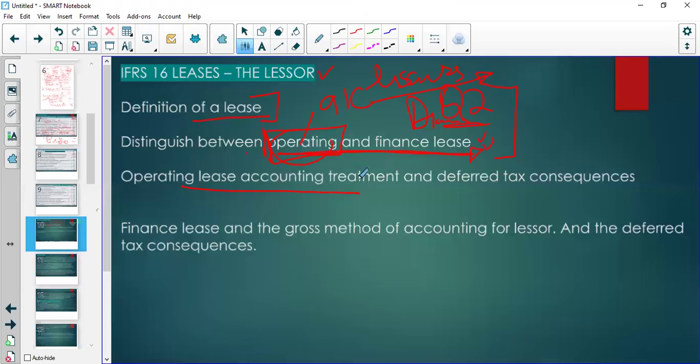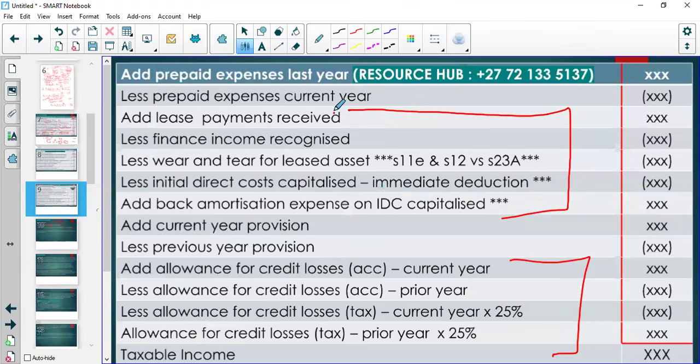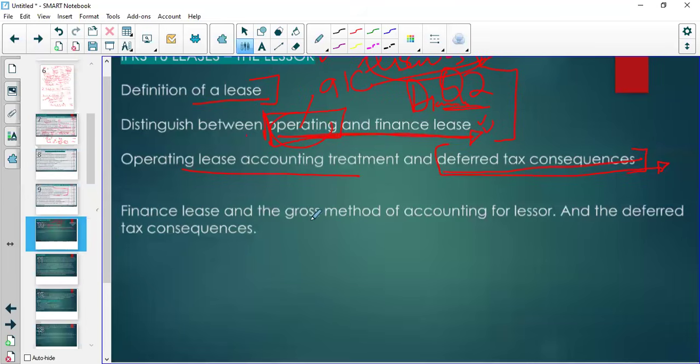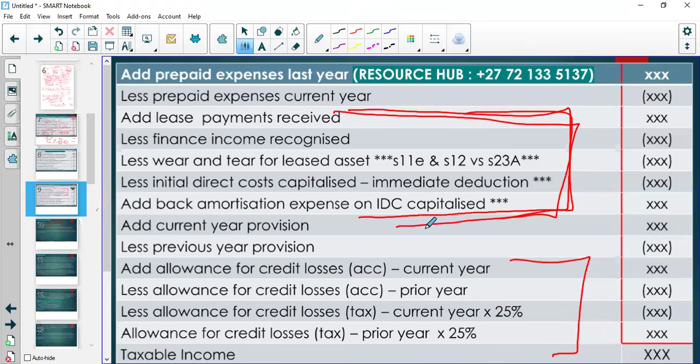Especially in terms of discussing the accounting treatment of this, that's going to be a bit difficult. Then deferred tax consequences. But for us, we aren't going to focus on the deferred tax consequences the way we normally do, because it's here, using the income statement approach. I think this is everything you need to know. And then the gross method of accounting for the lessor and the deferred tax consequences, it's here again. So that should be fine.